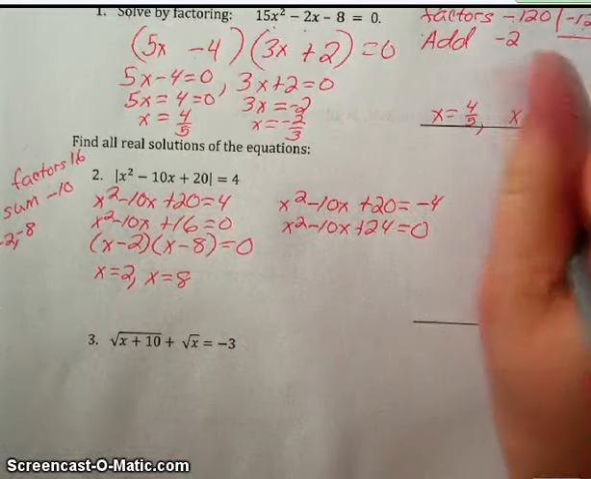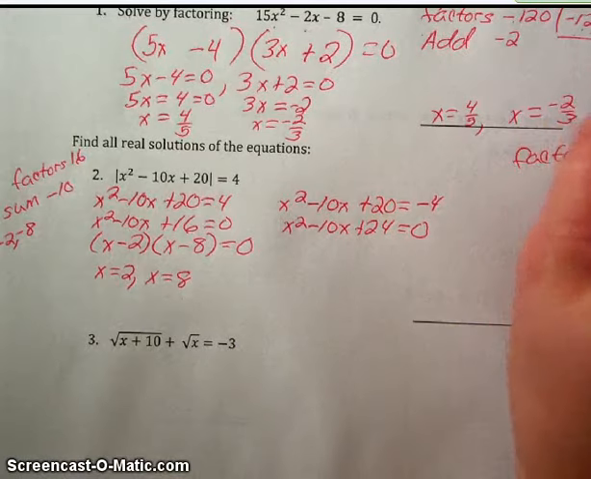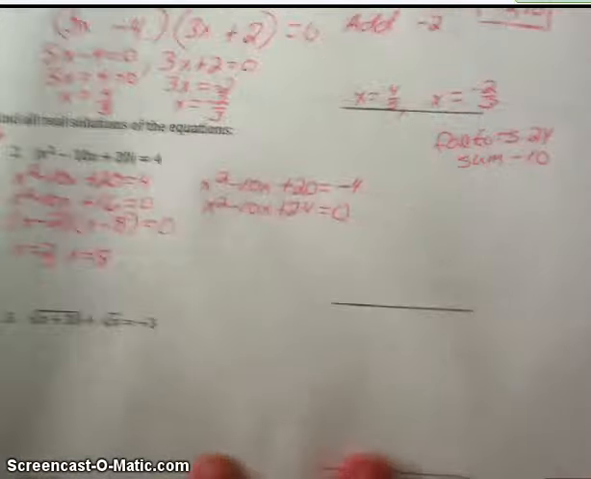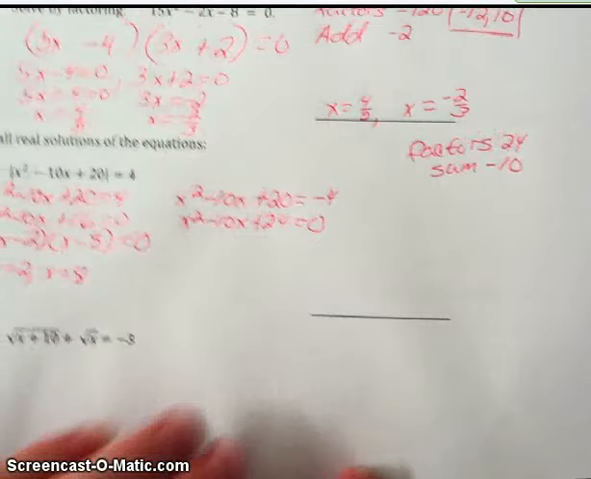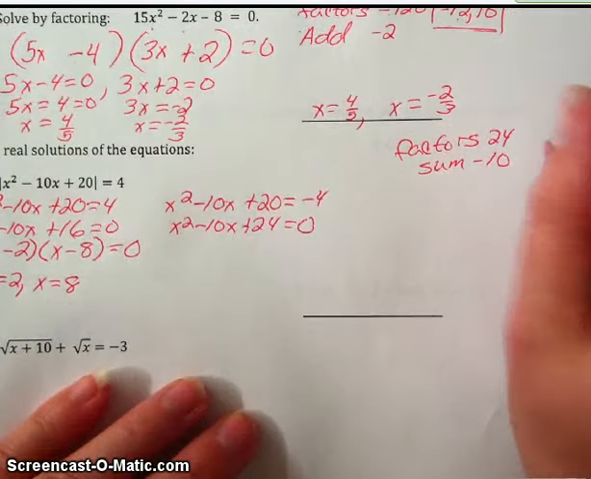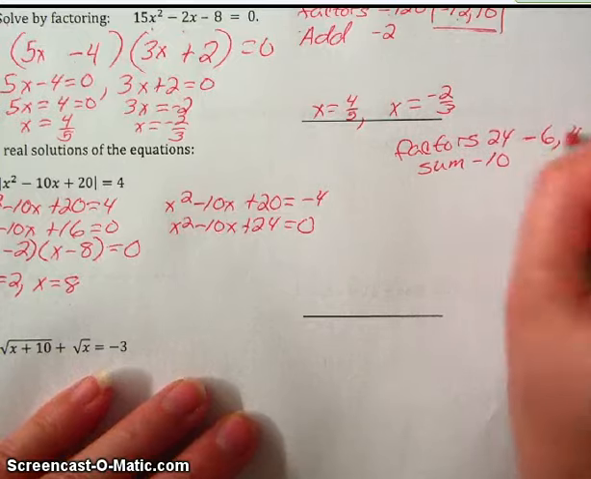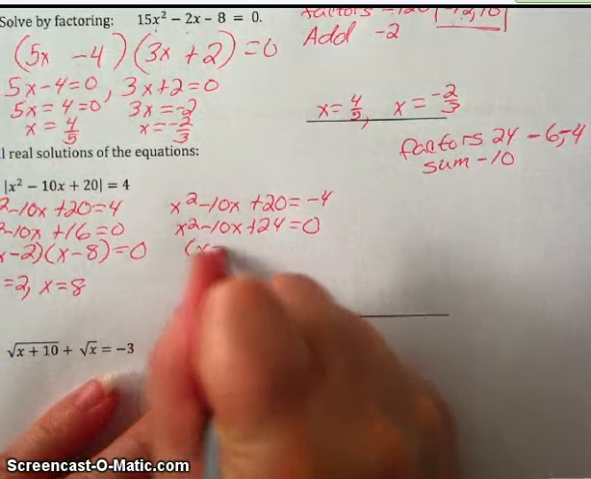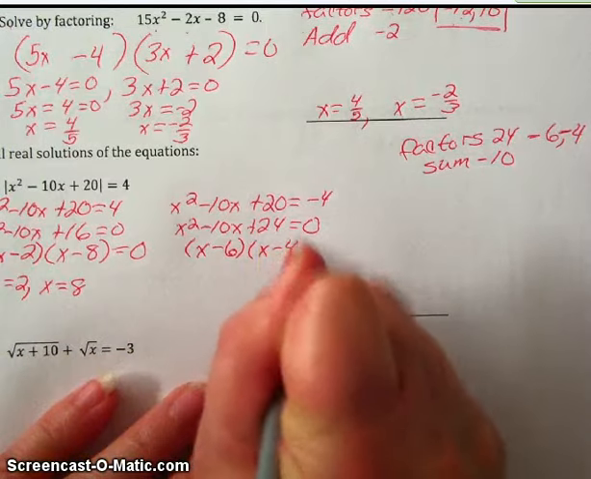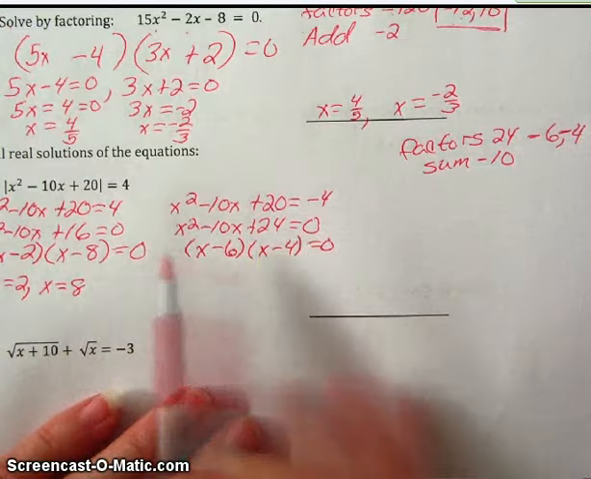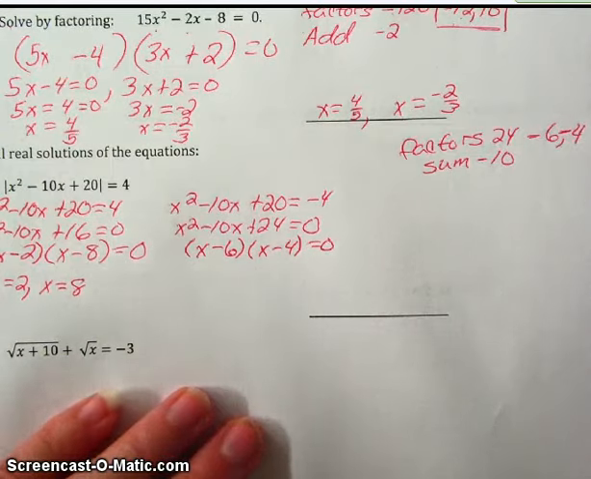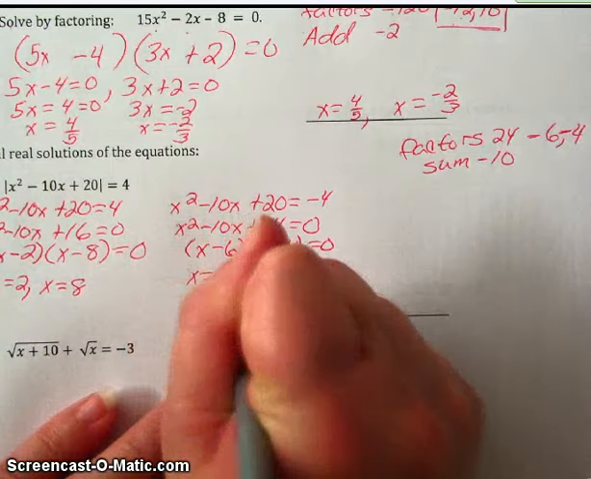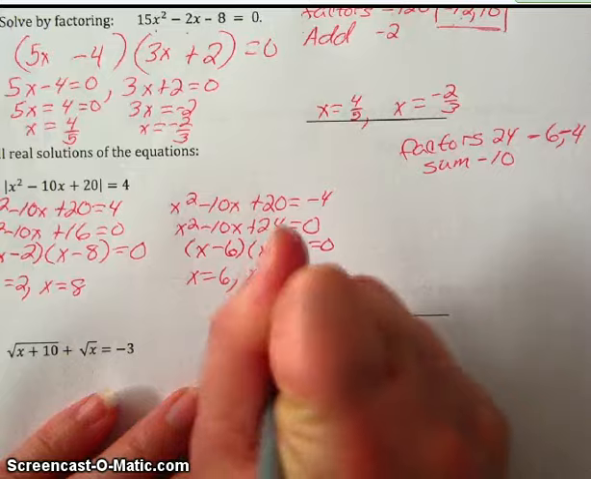Okay? And so now I'm going to find factors of 24 whose sum is negative 10. Okay? So how about negative 6 and negative 4? They add to negative 10 and multiply to positive 24. So this is x minus 6 times x minus 4. Okay, again, this is easy AC, so you don't have to worry about outer times outer and inner times inner. So the solutions are 6 and 4.